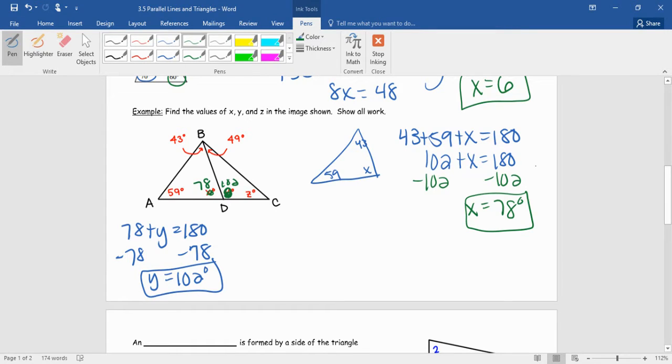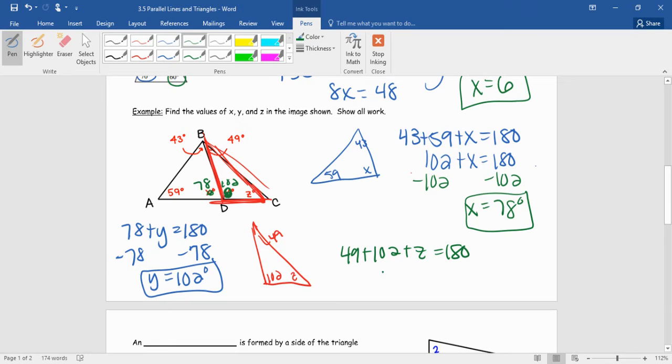Okay, so now I'm going to cross out y and put 102. And now I'm going to just look at this triangle right here with the 49, the z, and the 102. So now if I just look at this triangle, there's the z, this is the 102 we just figured out was y, and then this guy at the top is the 49. Again, that's a triangle. The angles have to add up to 180. So 49 plus 102 plus z has to add up to 180.